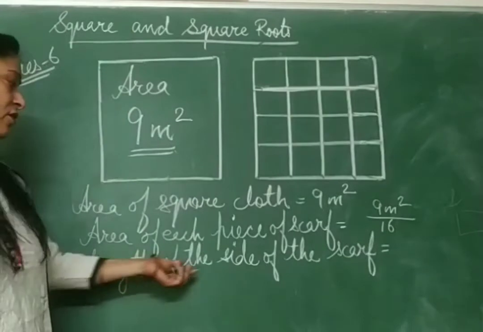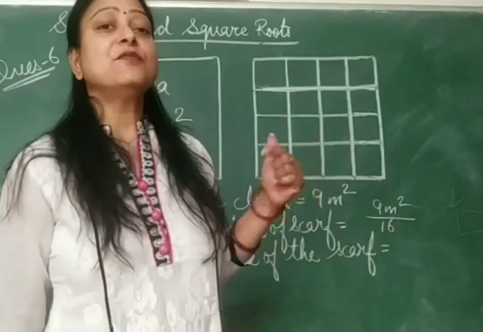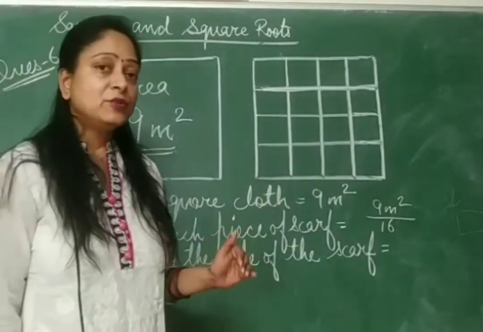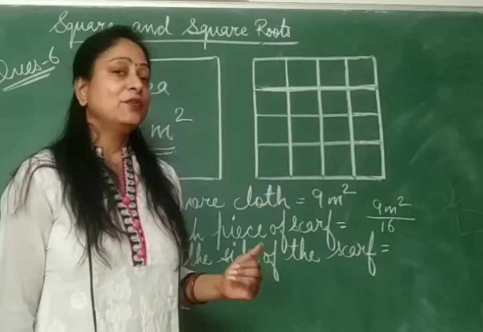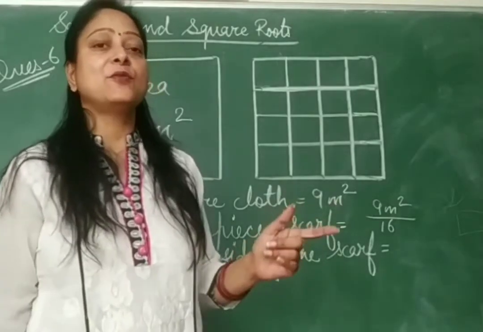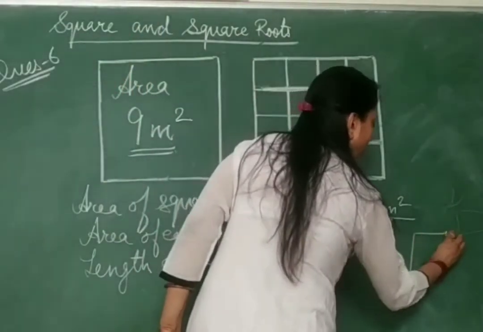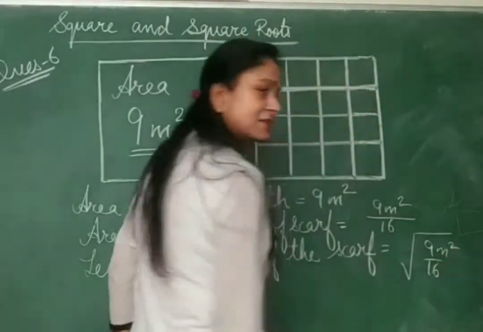Now, length of the side of the scarf. As you know, the area of a square is equal to side into side, that is side square. And to find the side of a square, what do we have to do? We have to find the square root of the area. That is square root of 9 by 16 meter square.